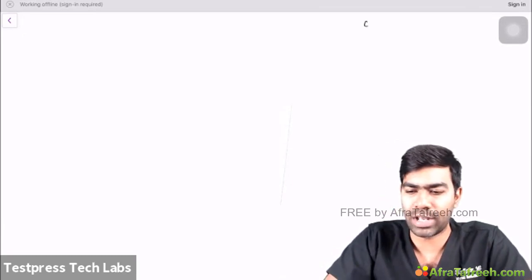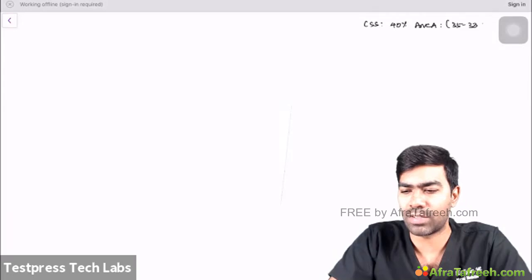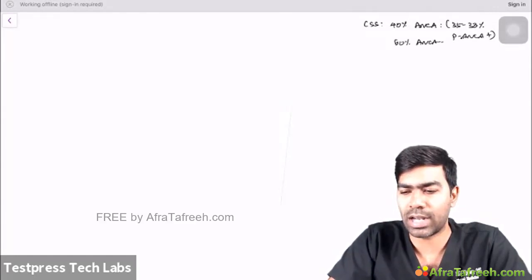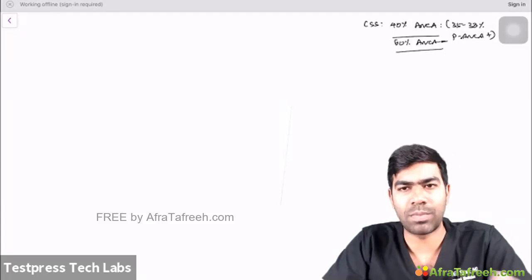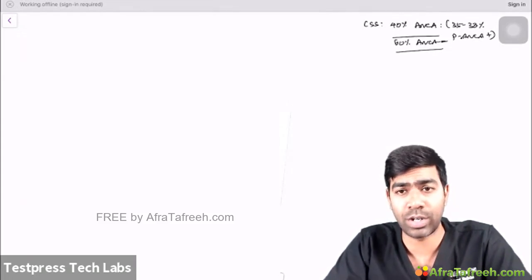For example, if you take Churg-Strauss syndrome, 40% of the cases will be ANCA positive. In that, almost 35 to 38% of the cases will be P-ANCA positive, which means we are talking about an MPO antibody. But 60% of the patients with Churg-Strauss syndrome can be ANCA negative, which means you may not be able to find the ANCA. They can have the antibodies at very low titers, or there may be some other antibodies which are not going to predict.